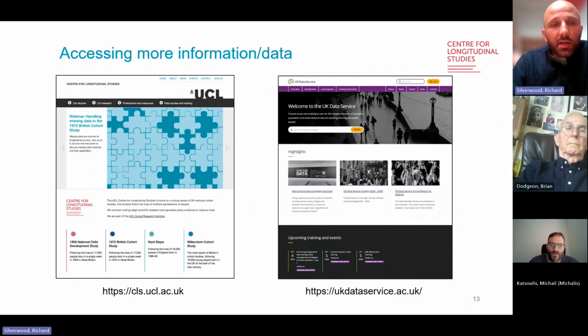Additionally, the CLS website has lots of information on BCS70 and on all of the different studies that are run by CLS. And if you're interested in accessing data from BCS70 or indeed any of the other studies that we run, then the main survey data are available free of charge under a standard end user license, which means it's very easy to download them very quickly from the UK Data Service. There are other data sets that have different licenses that have a bit more of a process behind them to access, such as linked administrative health data, but there's full information on all that between the CLS website and the UK Data Service website.